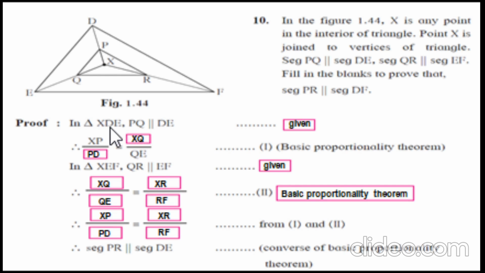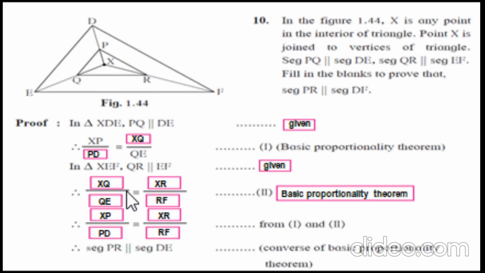Now in triangle XDE, PQ parallel to DE is given. Therefore, by basic proportionality theorem, XP upon PD is equal to XQ upon QE. By basic proportionality theorem, point number 1. Then we are taking another triangle, XEF, this one, XEF.